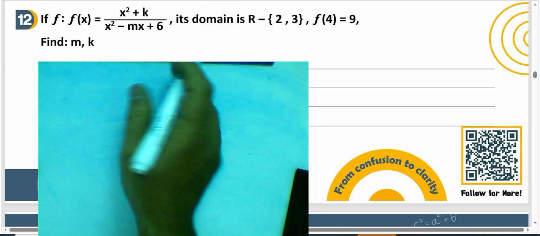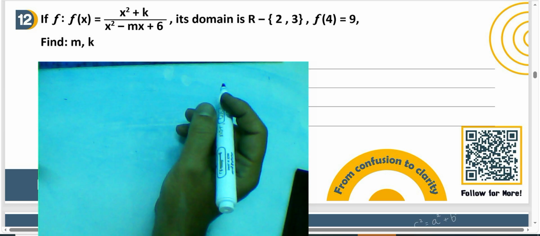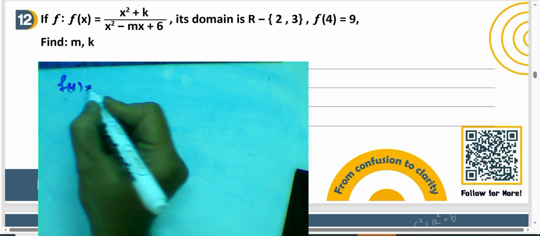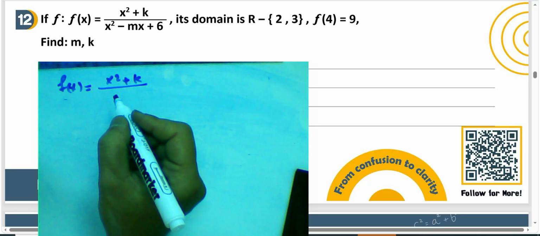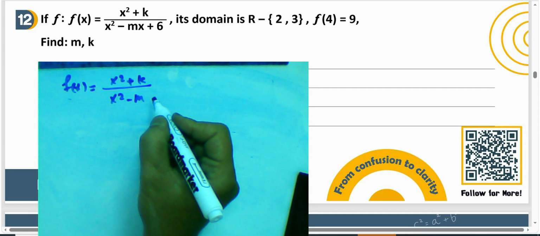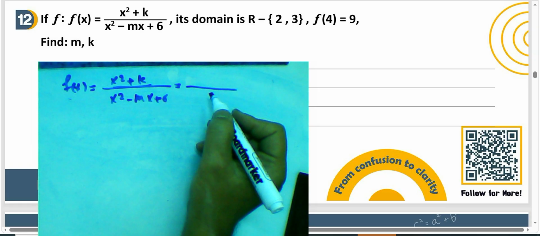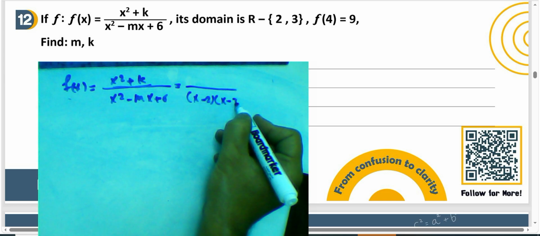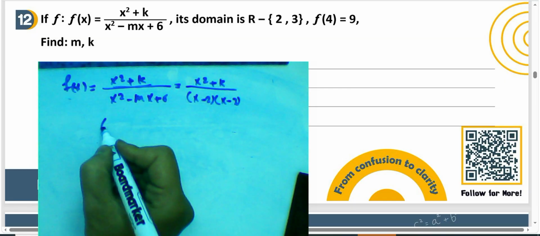f of x equals x power 2 plus k over x power 2 minus mx plus 6, and the domain is R subtract 2 and 3, and f of 4 equals 9. Find m and k. Okay, we have f of x equivalent to x power 2 plus k over x power 2 minus mx plus 6. He gives information: domain R subtract 2 and 3, then the denominator x minus 2 times x minus 3 is equivalent to x power 2 plus k. Then numerator equals numerator, then x power 2.